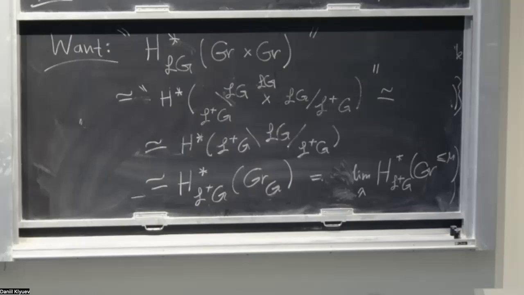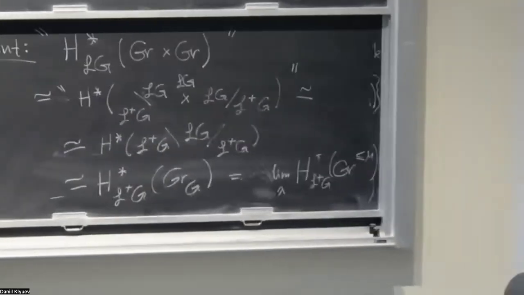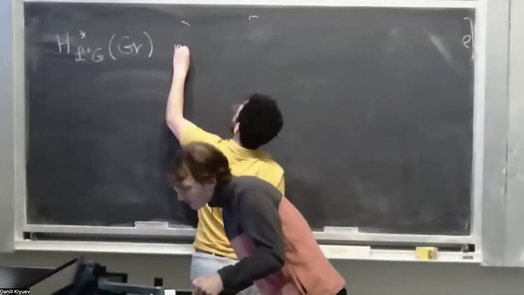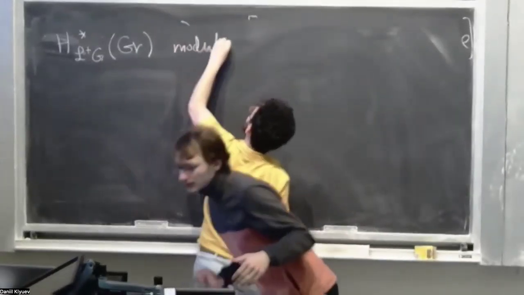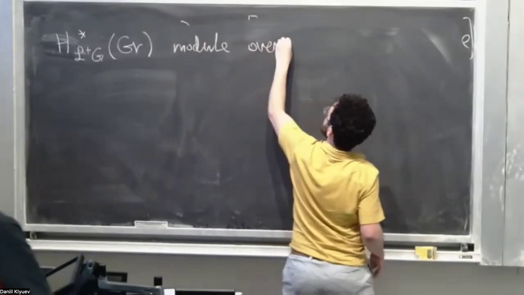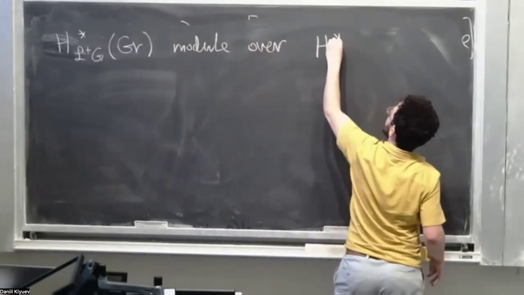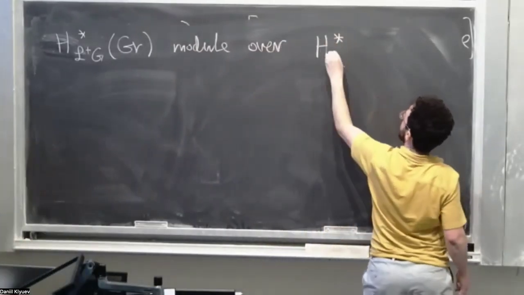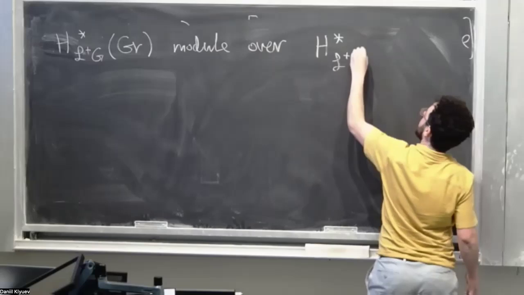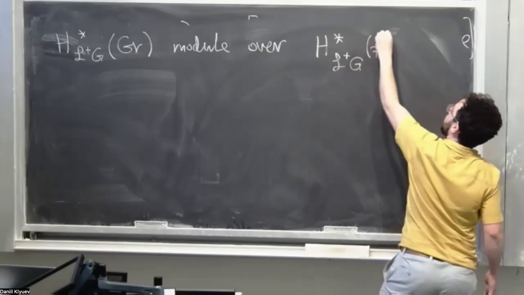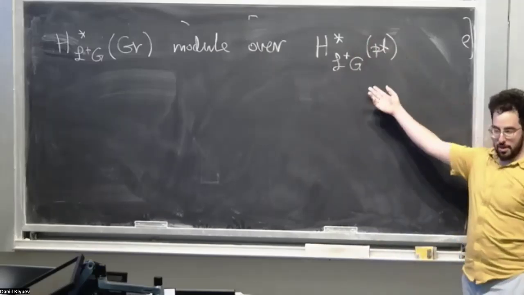Anyway, so first of all, this is going to be a module. From now on, this is what we are interested in: a module over, just as before, the equivariant cohomology of a point. So what is that? There is a trick.